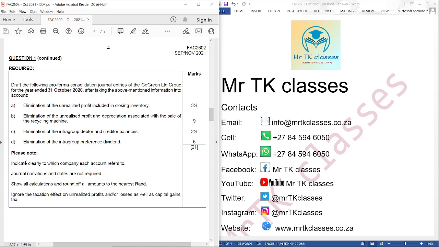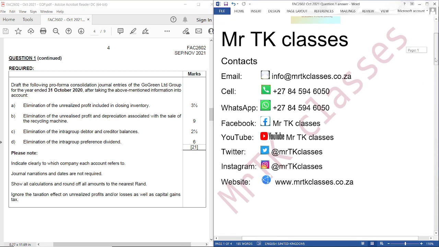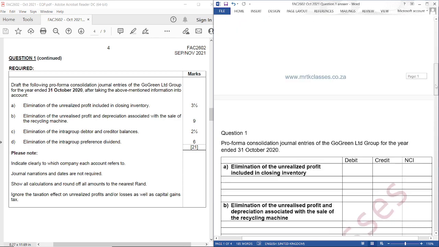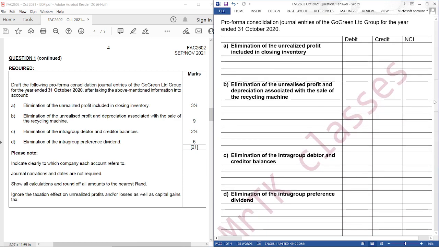Please note, indicate clearly to which company each account refers to. Journal narrations and dates are not required. Show all calculations and round off all amounts to the nearest rand. Ignore the taxation effect on unrealized profits and or losses as well as capital gains tax. So basically our requirements are here: A, B, C, D. Okay, let's scroll up.